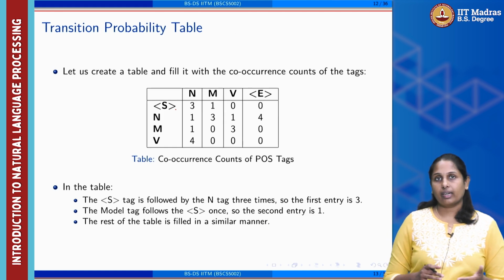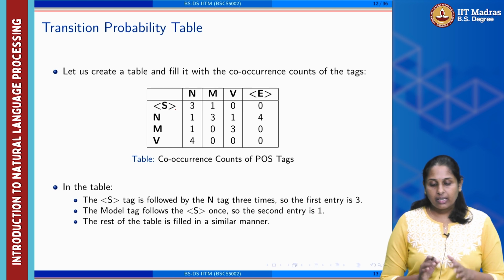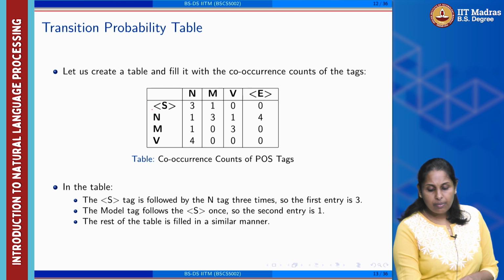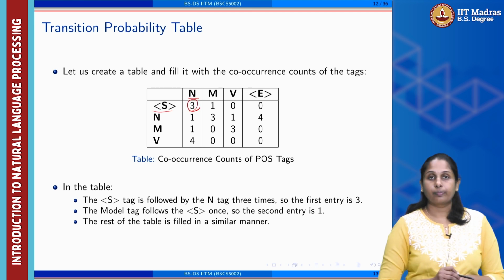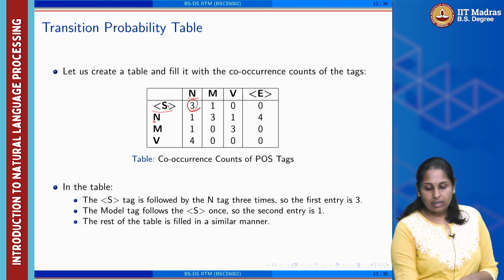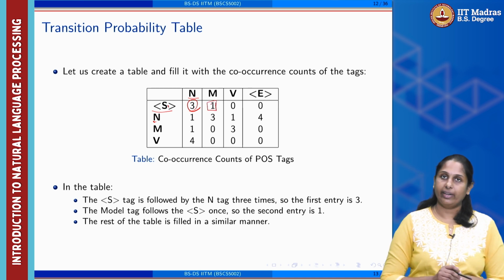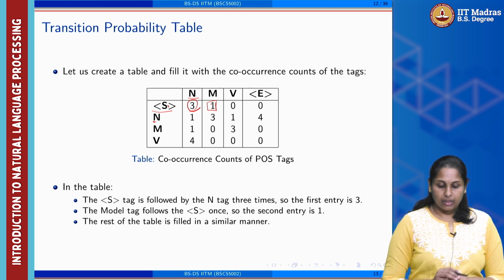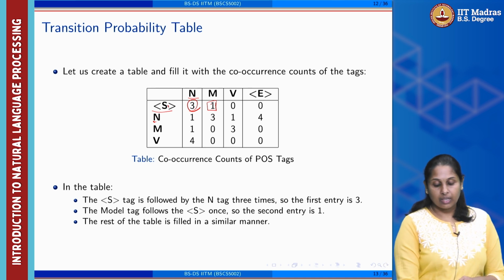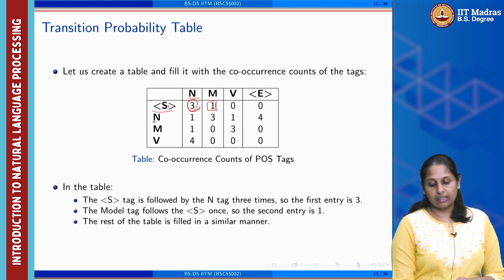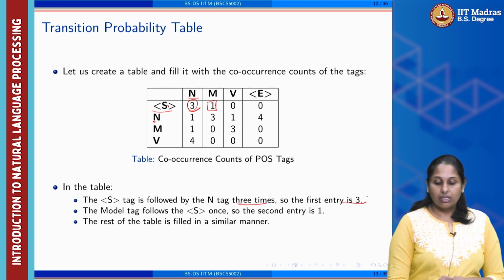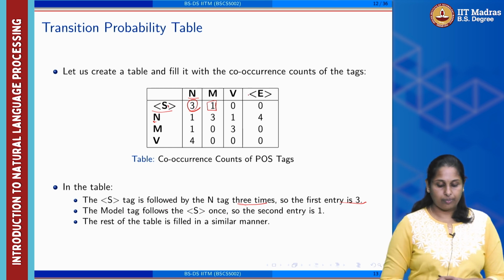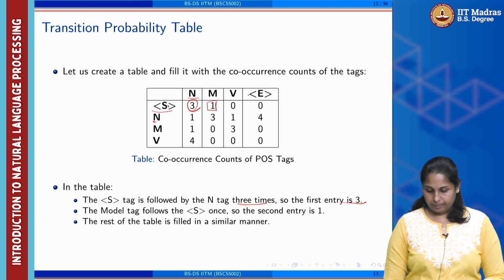Now how to calculate the transition probability? So now let's create again a table and fill it with the co-occurrence counts of these tags. Now in the beginning, noun occurred 3 times, right? In the beginning, modal verb occurred 1 time in the given text. Similarly, the other co-occurrence counts are identified. Now in the table, as I just mentioned, S as a tag followed by an N tag 3 times, so the first entry is 3. Similarly, the modal tag follows S once, so the entry is 1. The rest of the table is filled in a similar manner.